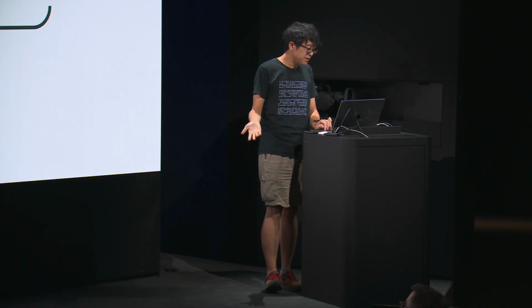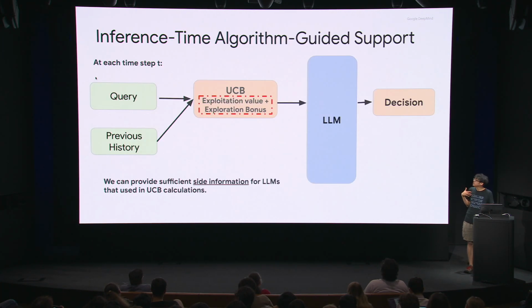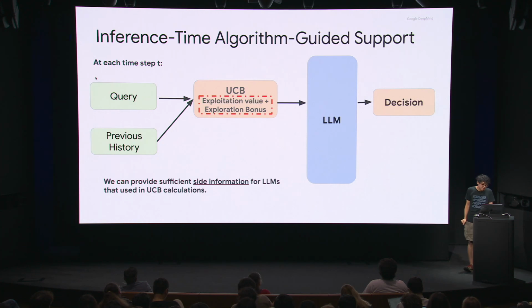So I want to quickly tell you how we can make LLMs explore more optimally. What kind of strategies can we employ to teach LLMs to have more optimal exploration behaviors? We're going to introduce 3 different strategies. One is introducing inference time support by providing it with more information, or we can try to teach LLMs to learn from Oracle experiences.